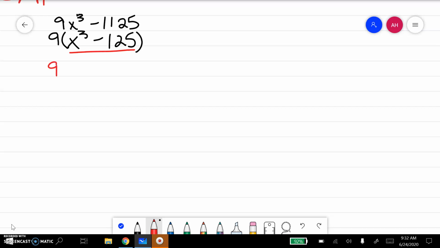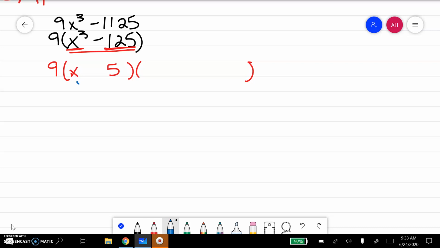So leave the 9 on the outside. Remember, cubes have two terms and then three terms. So what goes in the first set of parentheses is what you would cube to get x cubed, which is x, and what you cube to get 125, which is 5. Then remember, the rest of your answer comes from that x and 5.